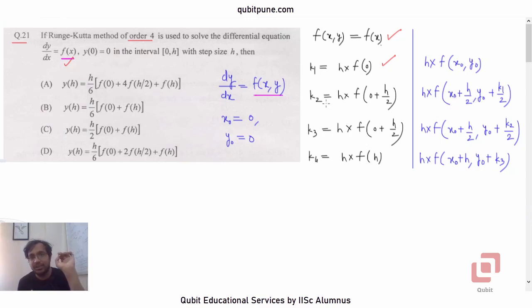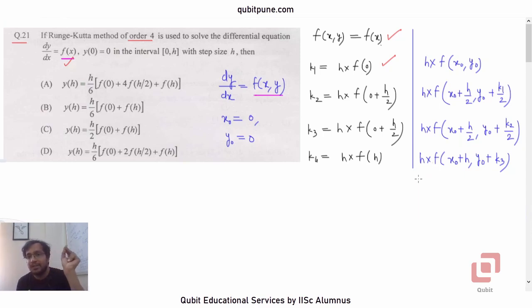Again, y naught plus k1 by 2 is not going to play any role. X naught is 0, so k2 will be h into f of 0 plus h by 2, or f of h by 2 itself. Now for k3, because k2 has no role to play in deciding the value of k3 for this problem, the same formula which we used for k2 can be used for k3 with k1 being replaced by k2. Again, k3's value will be the same as that of k2, that is h into f of h by 2. Correct. Now what about k4?